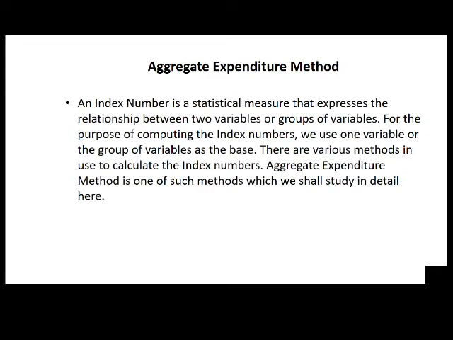Aggregate expenditure method. An index number is a statistical measure that expresses the relationship between two variables or groups of variables. For the purpose of computing the index number, we use one variable or the group of variables as the base. There are various methods in use to calculate the index number. Aggregate expenditure is one such method which we shall study in detail here.